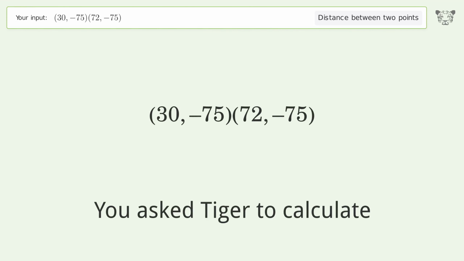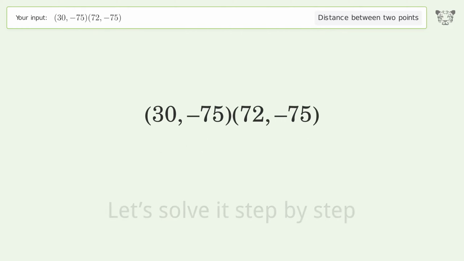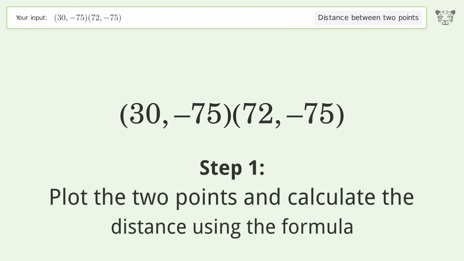You ask Tiger to calculate. This deals with the distance between 2 points. The distance between the 2 points is the square root of 1764, or 42. Let's solve it step by step. Plot the 2 points and calculate the distance using the formula.